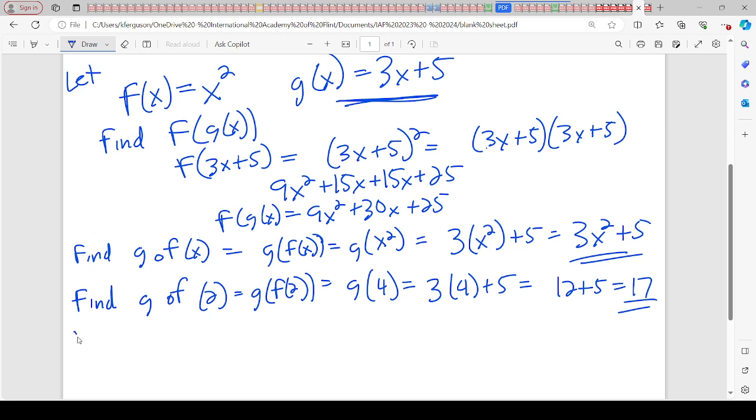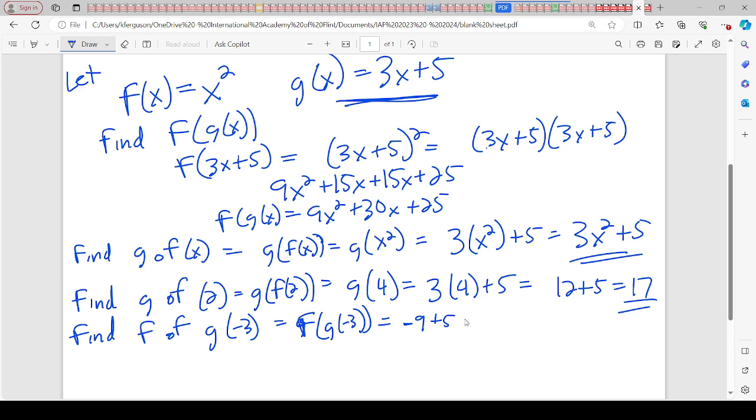So now I'm going to find f of g of negative 3. So now I'm going to put negative 3 in there. So, like I said, I'm going to write it like this again. So I'm going to have f on the outside, g on the inside. So g of negative 3, I go back to this. 3 times a negative 3 plus 5, that's negative 9 plus 5, that's negative 4.